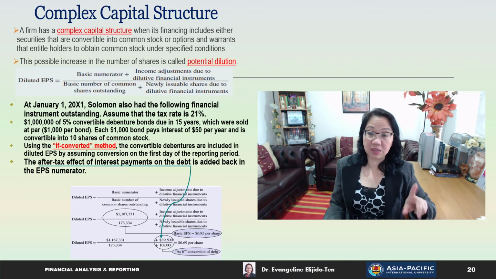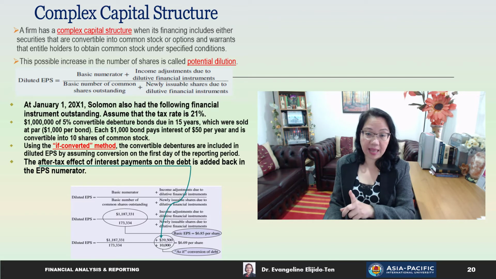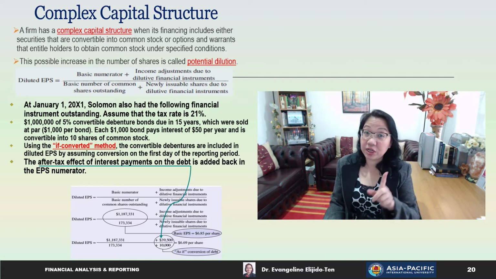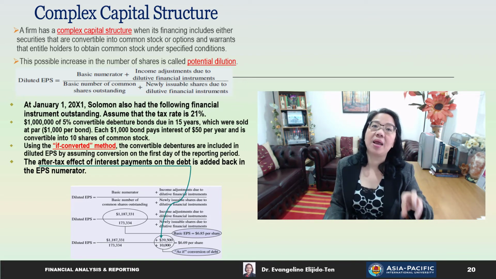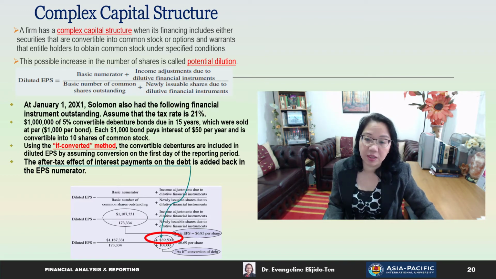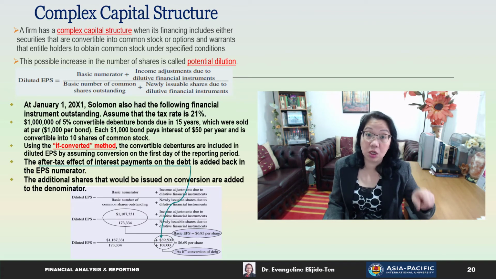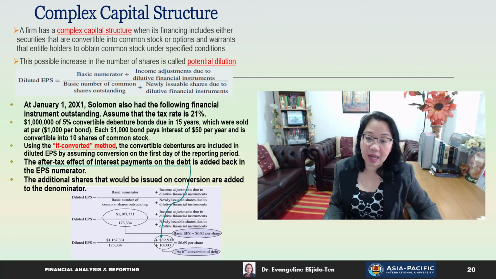That will give us $50,000 multiplied by 1 minus the tax rate, because it's the after-tax effect of interest payments that we are after. So we'll multiply 50,000 by 0.79. That's 1 minus the tax rate. All right, and we'll get 39,500. We'll add that to the numerator. Then the additional shares that would be issued on conversion will be added to the denominator.